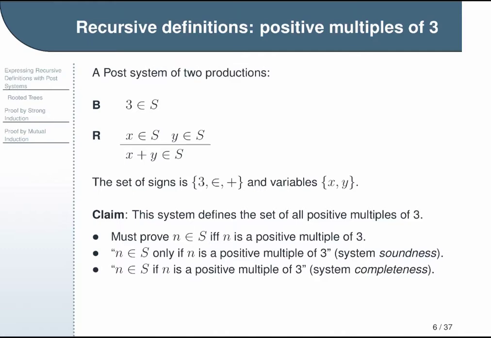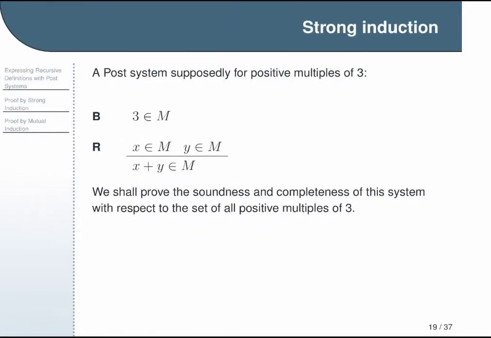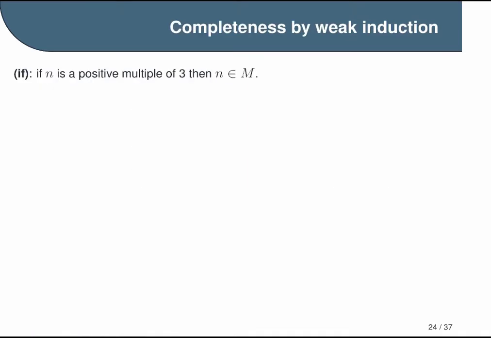And in a previous video, we used strong induction to demonstrate the soundness of that claim, right? To prove that all elements of this system are in fact positive multiples of 3. So in this video, we're going to prove the completeness of the claim, which is to say that all positive multiples of 3 actually are in the system. To make this claim, we're going to use weak induction.